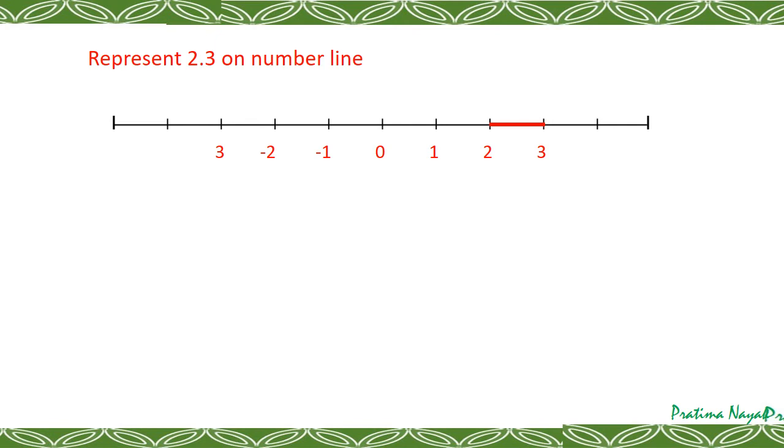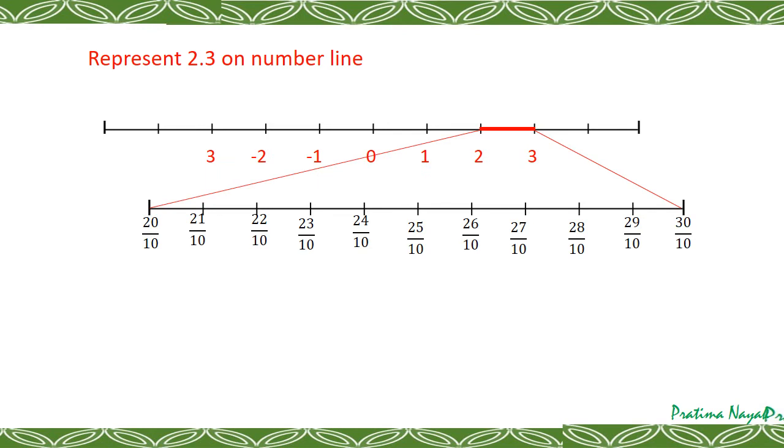So I'll zoom the space between 2 and 3. I'll magnify 2 and 3. I wrote 2 as 20 by 10 and I wrote 3 as 30 by 10. So the left end 2 is converted to 20 by 10 and the right is 30 by 10. Again, this line I divided into 10 equal parts: 21 by 10, 22 by 10, 23 by 10, 24 by 10. Now you will see that 21 by 10 is nothing but 2.1, 22 by 10 is 2.2, 23 by 10 is 2.3. So you can find 2.3 from these numbers. So 23 by 10 is what we placed on the number line.